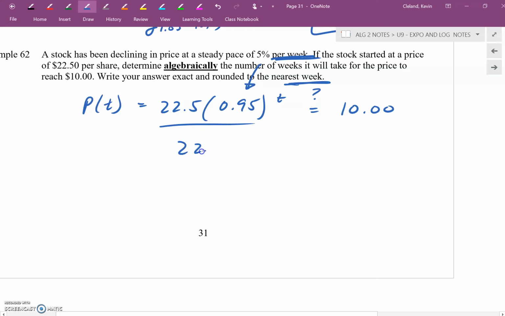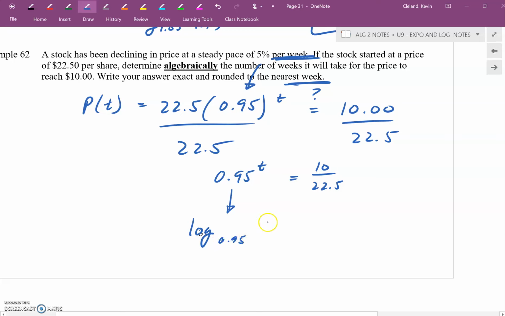So let's divide by 22.5 to start isolating our exponential expression. Again, go nuts and divide that and get a decimal if you prefer it. I'd rather just leave it. I got log base 0.95, bringing my base down, switcheroo, of 10 over 22.5 equals t, and that's great because that's what I'm after. So t, again, I calculated that ahead of time for you. Check the Desmos file in OneNote if you're looking for it.